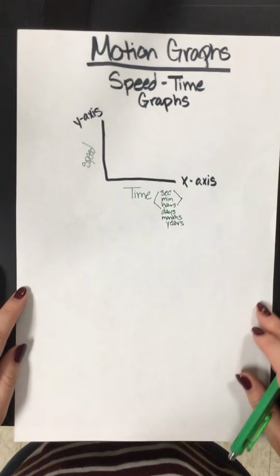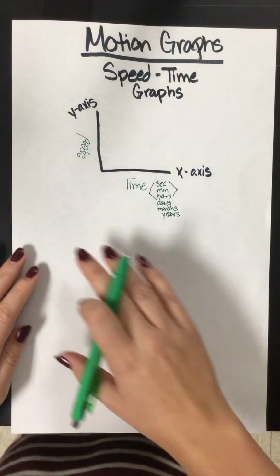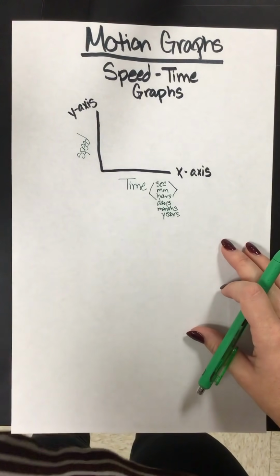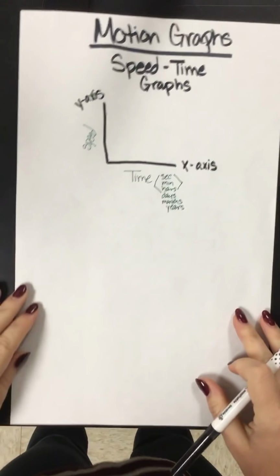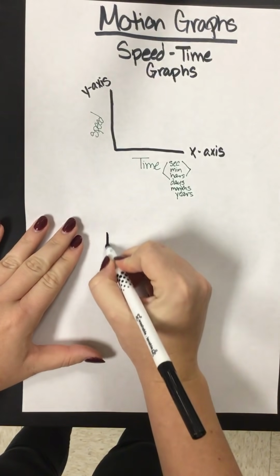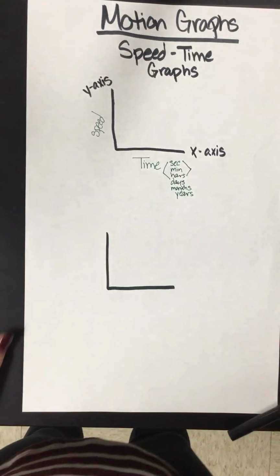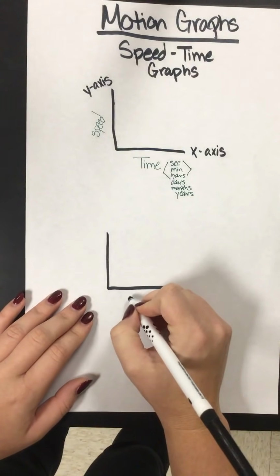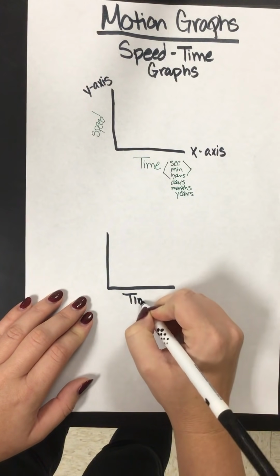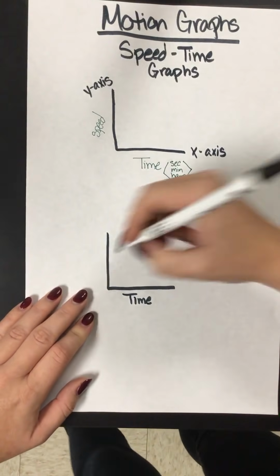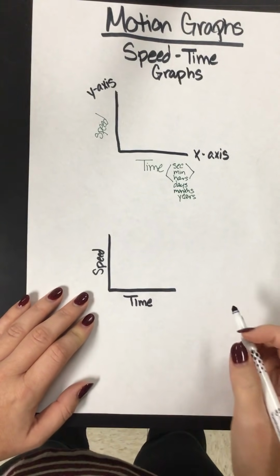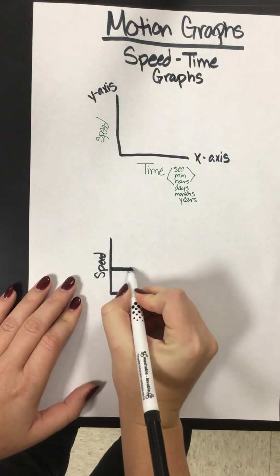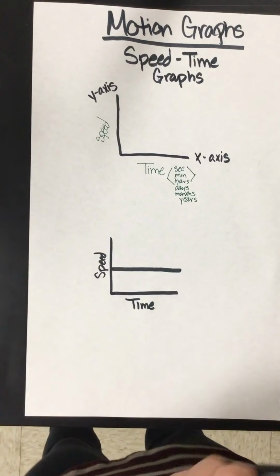So the goal is you should be able to just look at the pattern or the layout of a graph and be able to tell me what's happening in this graph. So here's our first example. And these don't have to be perfectly straight, just get it on your paper. So we know the x-axis is time. We know the y-axis is speed. So here's the first pattern. We're just going to draw a horizontal line on our graph.